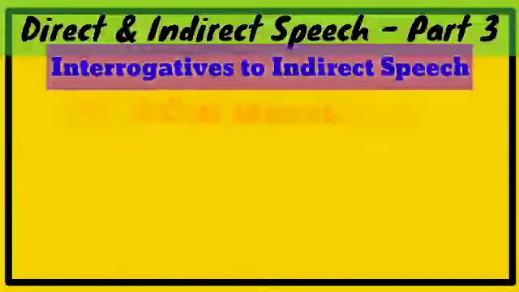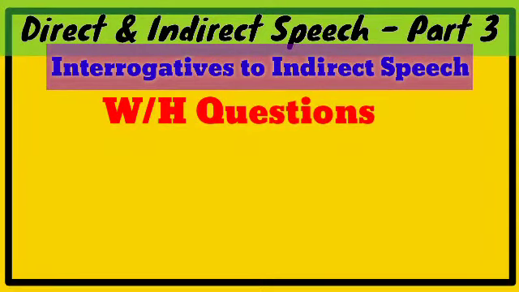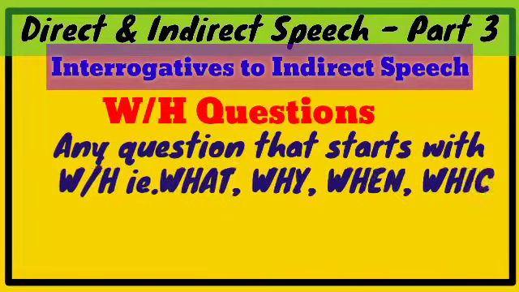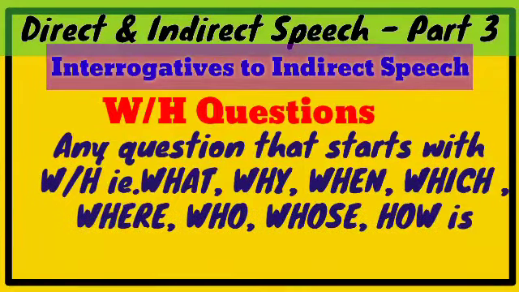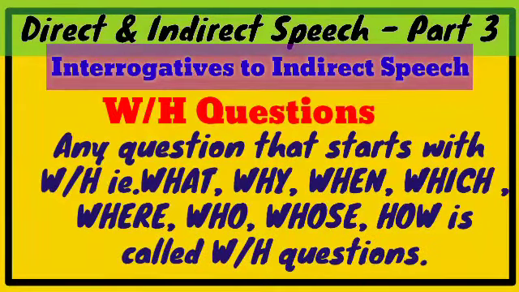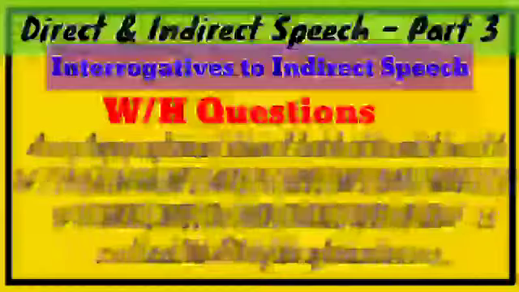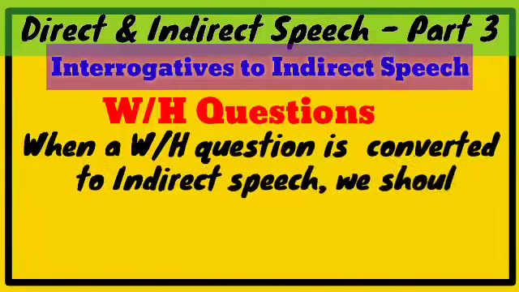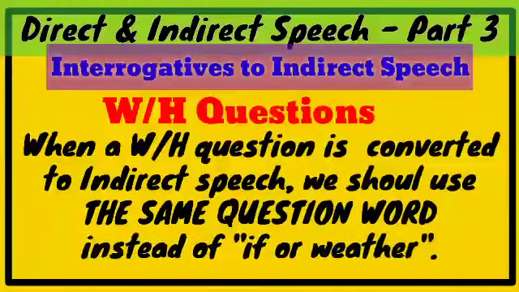Now let's see what are WH questions. Any question that starts with W or H, that is what, why, when, which, where, who, whose, how, is called a WH question. We can't answer yes or no for these questions. Instead, we have to give an explanation. So the rule number 2 of changing an interrogative sentence to reported speech is, when we change a WH question to reported speech, we should use the same question word in the reported speech instead of if or whether.